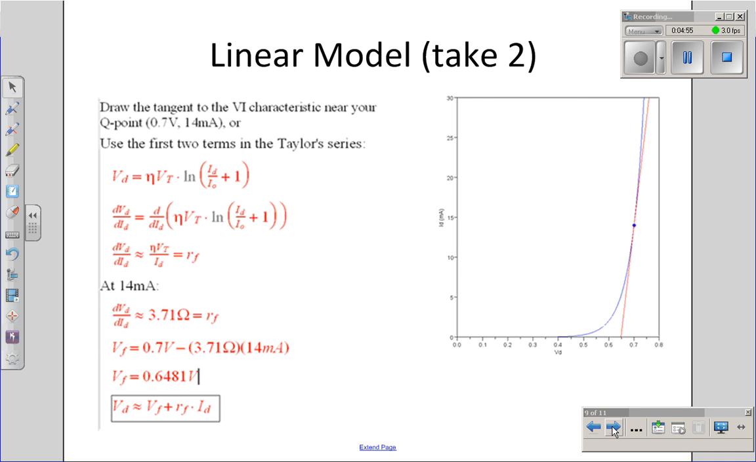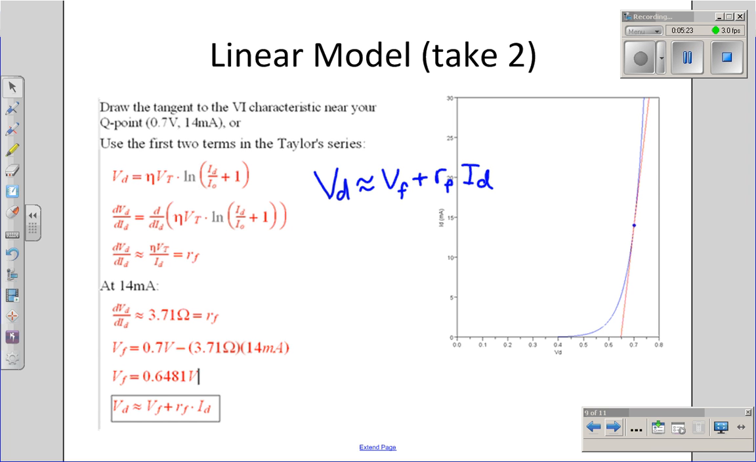Next, suppose that's not accurate enough. Can I come up with a better model? That would be the Taylor series taken out to two terms. Essentially, I'm going to wind up with the voltage drop across the diode being a constant plus something related to current. Gives you a linear set of equations.